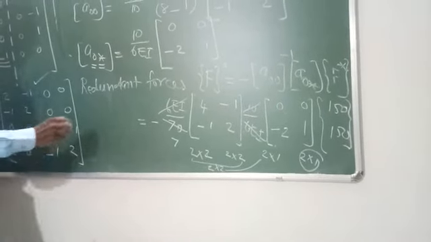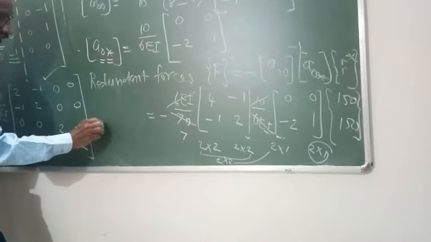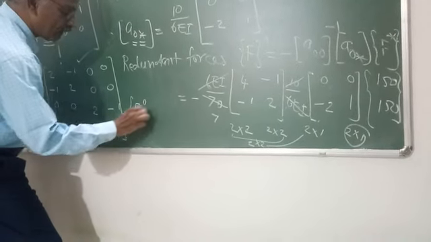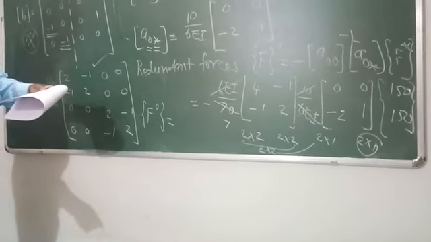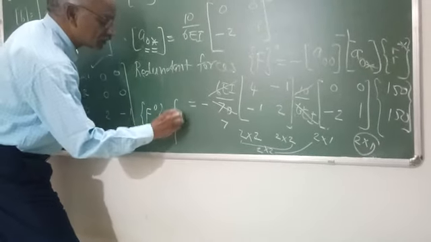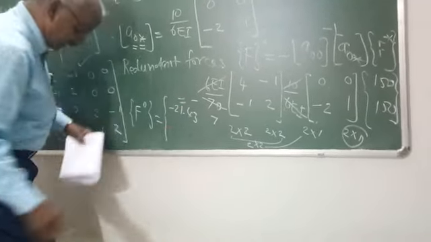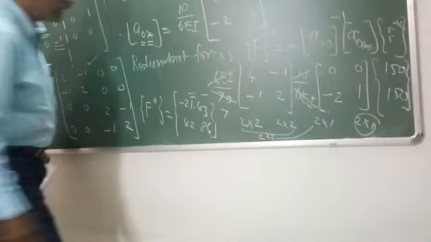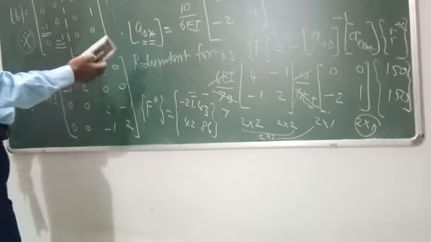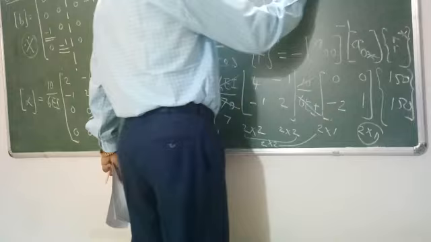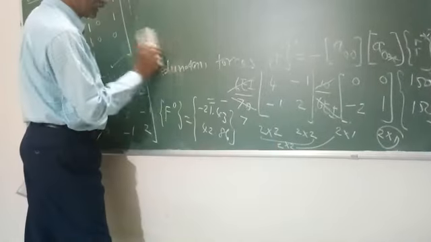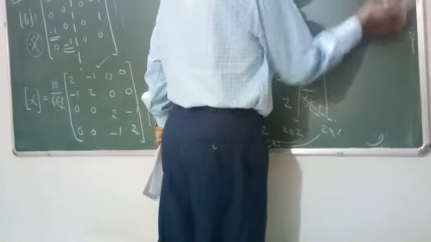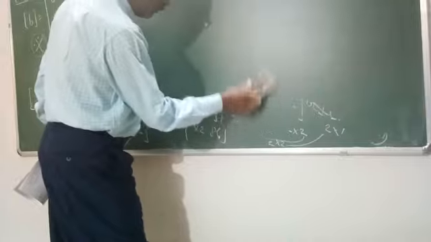After multiplying everything, you will get F naught equal to minus 21.43, then 42.86. These are the redundant forces. So that is the value of the redundant forces. Redundant force F3 naught equal to minus 21.43, F4 naught equal to 42.86.